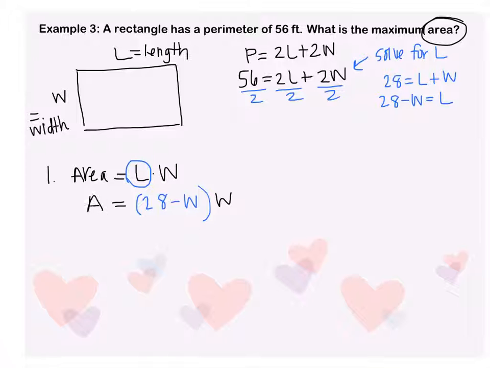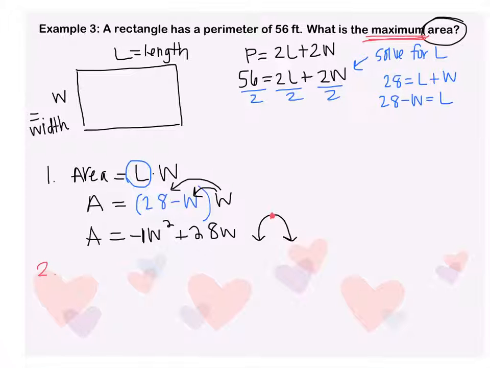Do you see now that we're going to have an area formula that's quadratic and in terms of one variable when I distribute? So area is going to be negative w squared plus 28w. Looking at this coefficient of negative 1 in front of our w squared, we know that we're going to have a parabola that looks like this, which means it's going to have a maximum value. Again, that just helps me understand why they're asking for the maximum area.